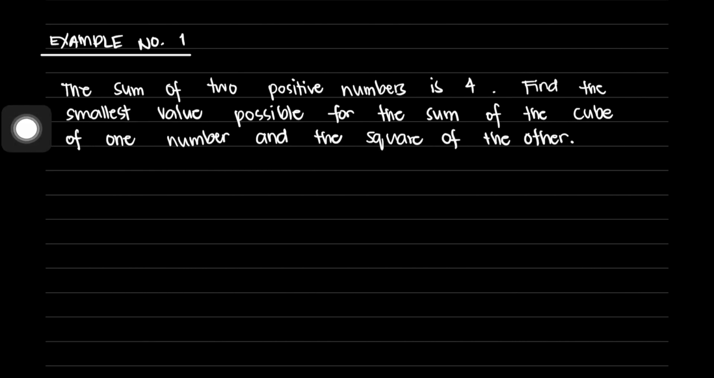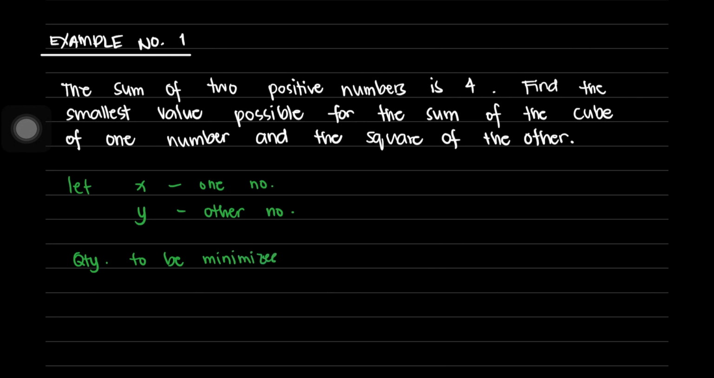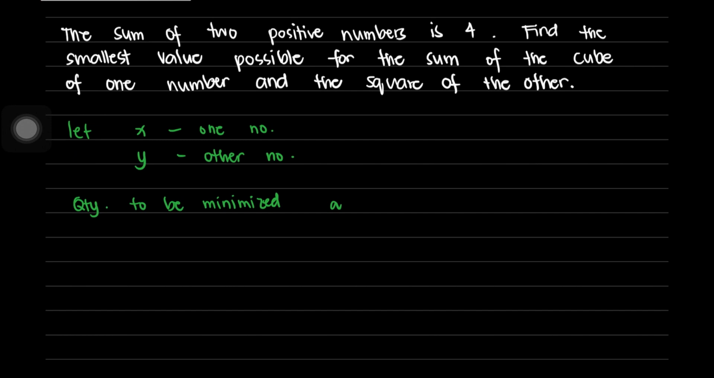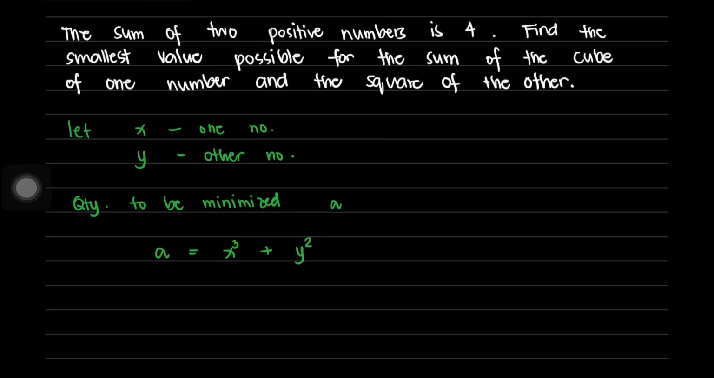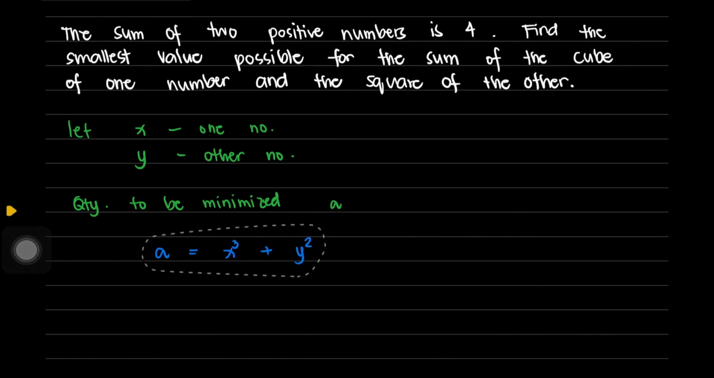So if we let x be one of the numbers, and y the other number. For the first step, the quantity to be minimized, say we let that be A. The equation formed from this statement will now be A equals x cubed plus the square of the other, that is y squared. So this is now the equation formed for the quantity to be minimized. Let me just change the color of this one to blue.